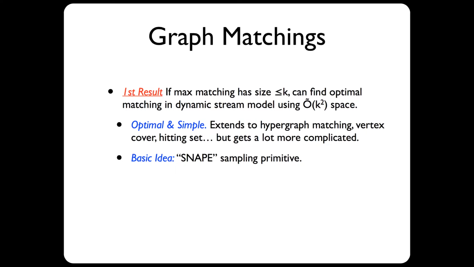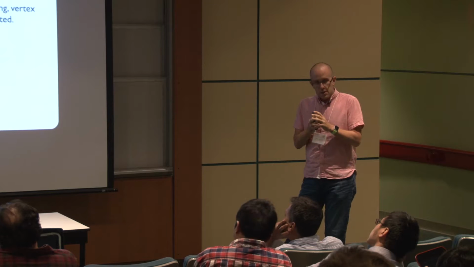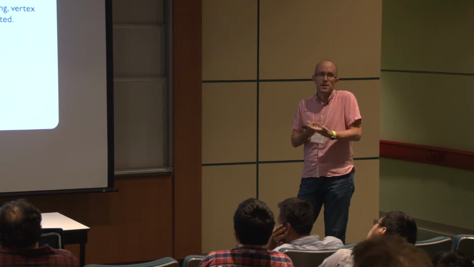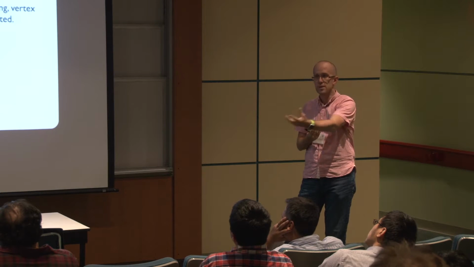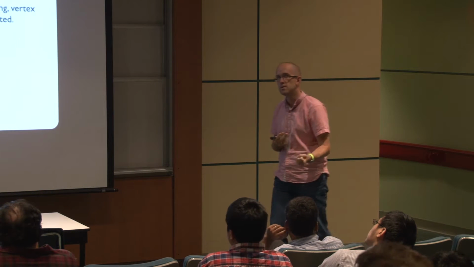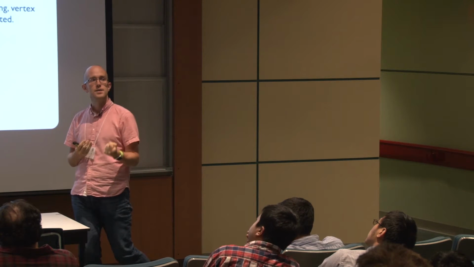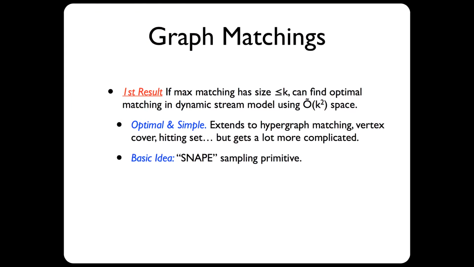Okay, so in terms of graph matching, which I'll focus on, this is like a parameterized complexity style result. I promise you that we're processing a dynamic graph stream, and I promise you that the maximum matching has cardinality at most k. So this result says that we can find the optimal matching, so no approximation involved, using O tilde k squared space. The algorithm is optimal in terms of its space use, its polylog update time. The algorithm is very simple.